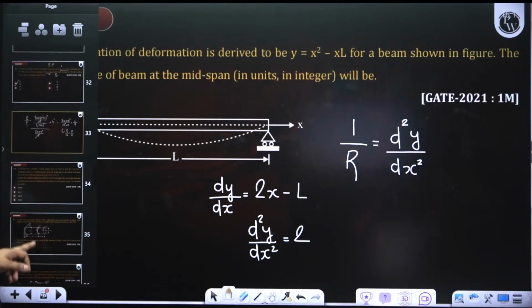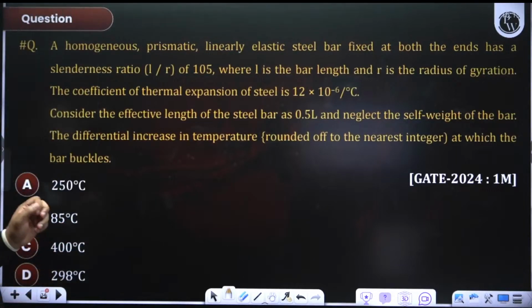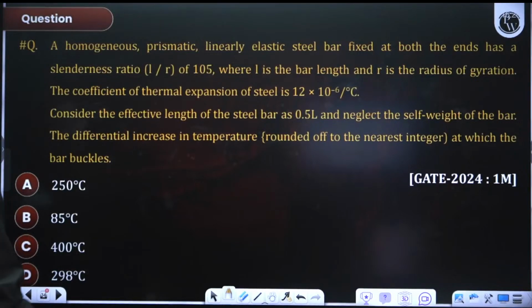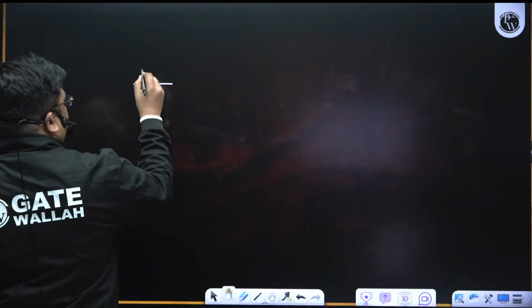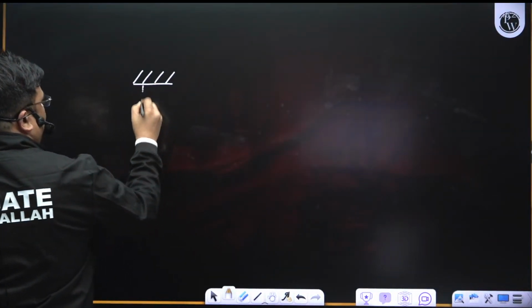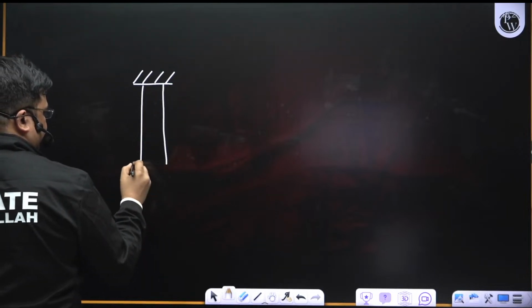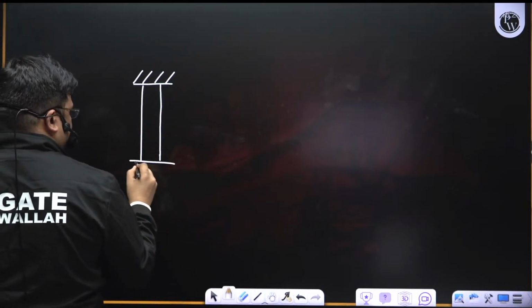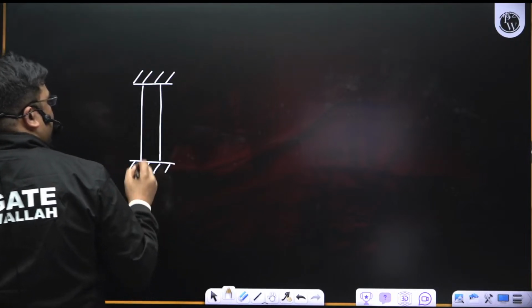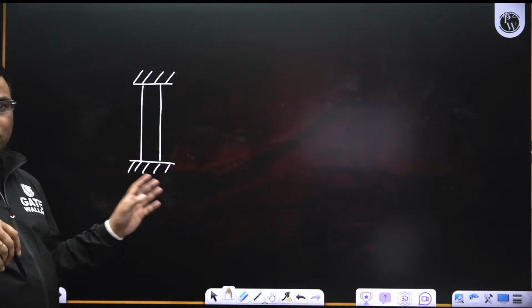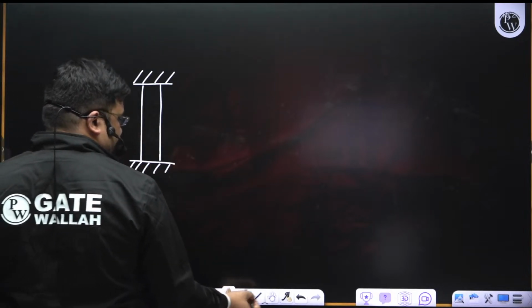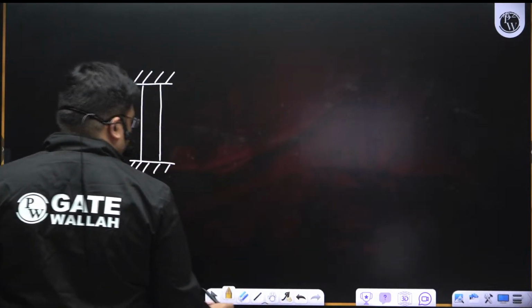And this question I wanted to discuss. They asked it last year. Very interesting question. I'll just explain to you. See, suppose we have a fixed column like this. Now, suppose I increase the temperature. If I increase the temperature, then what will happen?